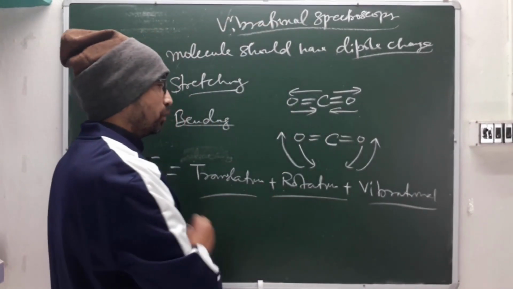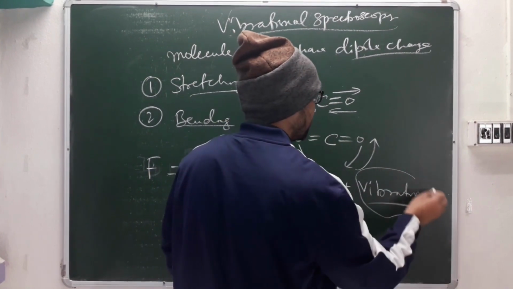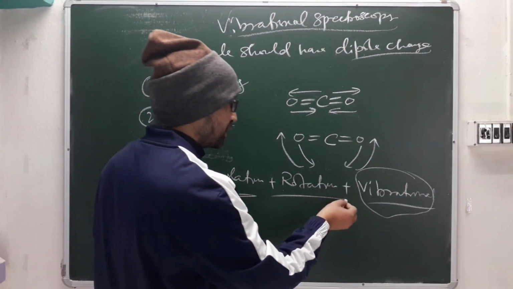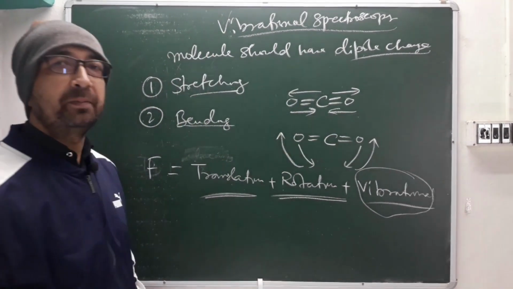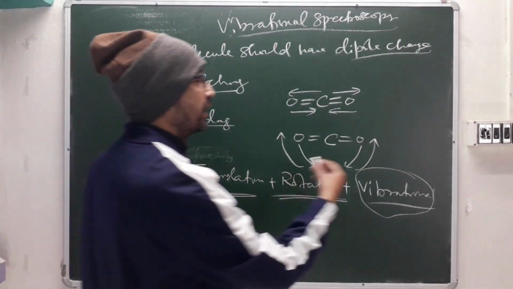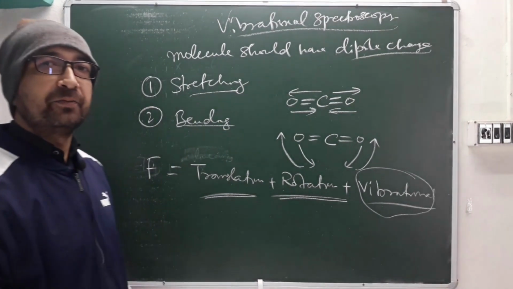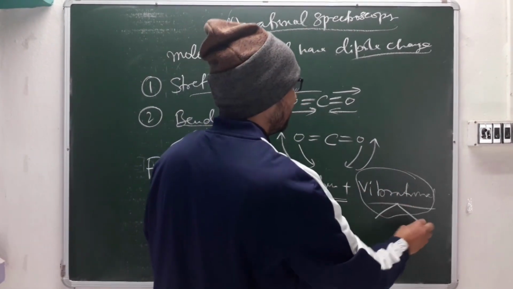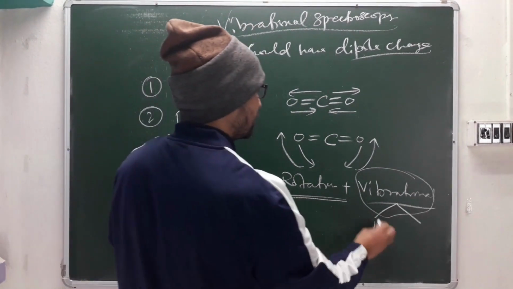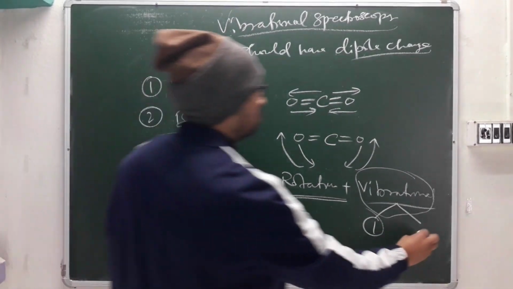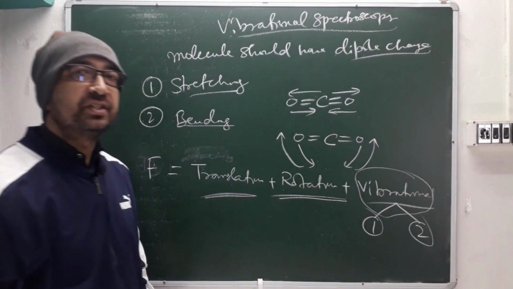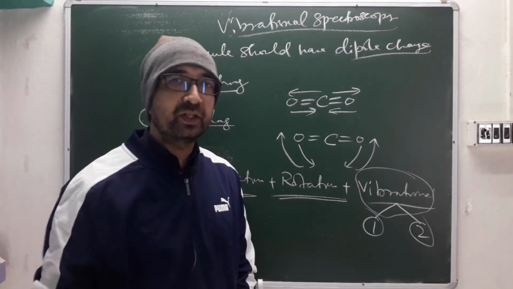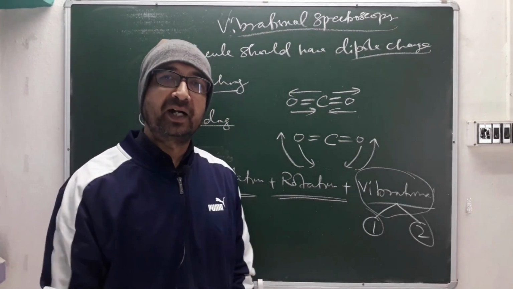Okay, so if you are concentrating on the vibrational degree of freedom, you have to subtract the translational and the rotational. Then only you will get the vibrational degree of freedom. Then this vibrational degree of freedom you have to subdivide into stretching and bending: how many stretchings are there and how many bendings are there. So they might be asking you these questions.